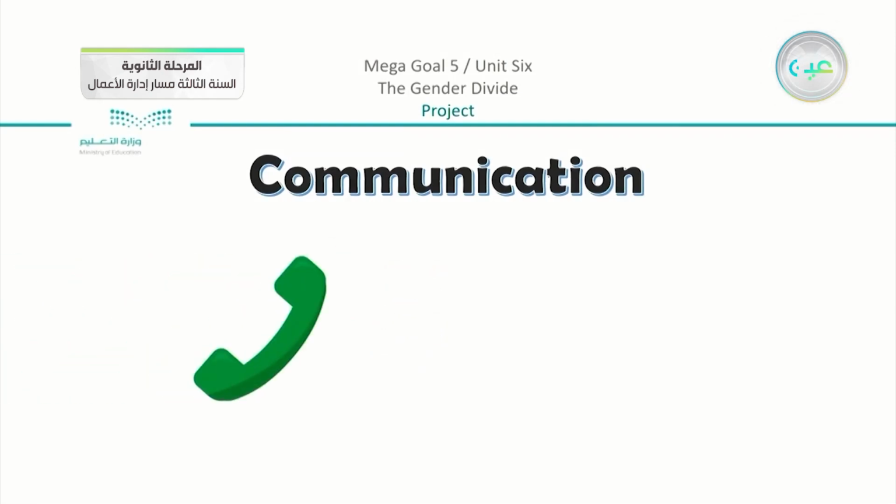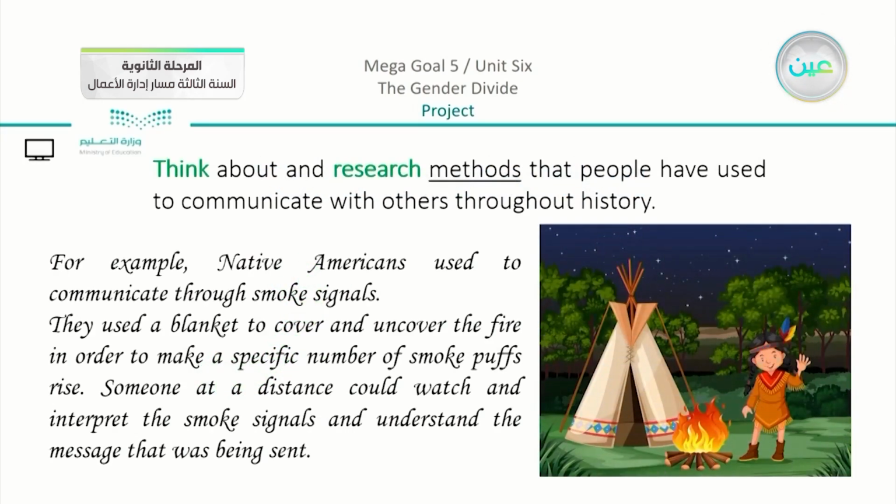Now, of course, we have here the regular type of communication that we know. We have also other types. Now, there are other methods. It's not just about using phones. Think about the research and research methods that people have used to communicate with others throughout history. For example, Native Americans used to communicate through smoke signals. They used a blanket to cover and uncover the fire in order to make a specific number of smoke puffs rise.